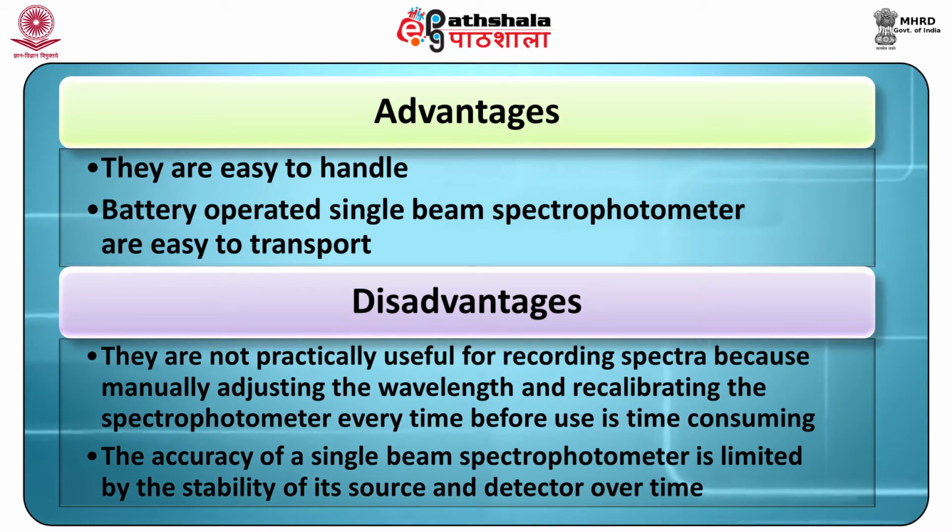The disadvantages are similar to those of a filter photometer. They are not practically useful for recording spectra because manually adjusting the wavelength and recalibrating the spectrophotometer every time before use is very time consuming. The accuracy of a single beam spectrophotometer is limited by the stability of its source and detector over time.